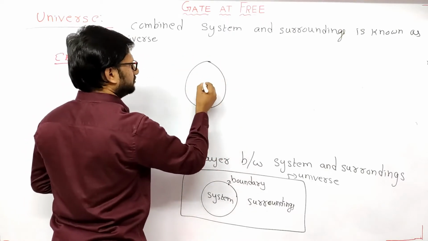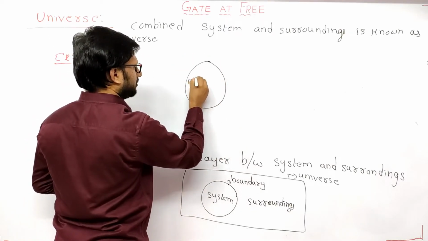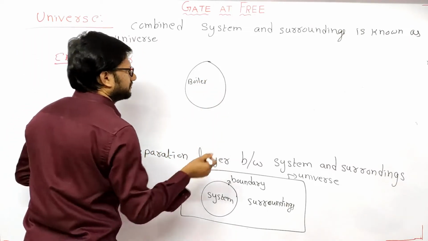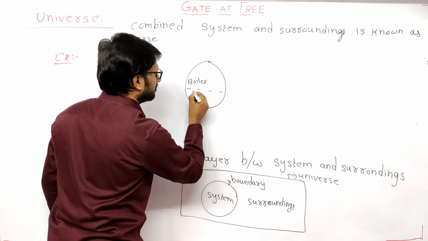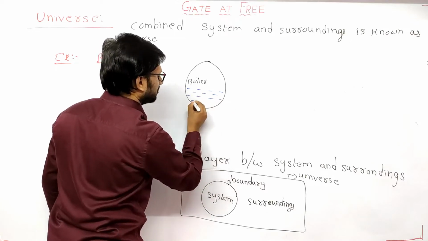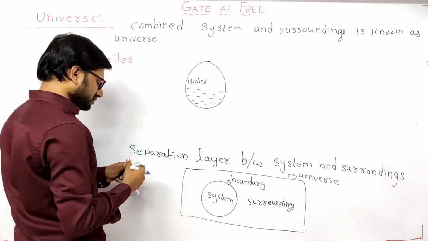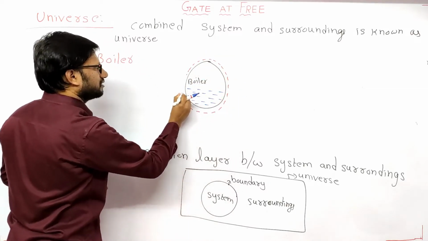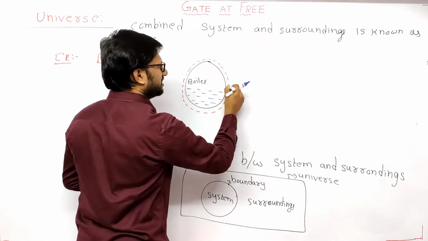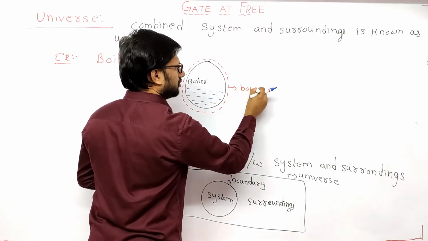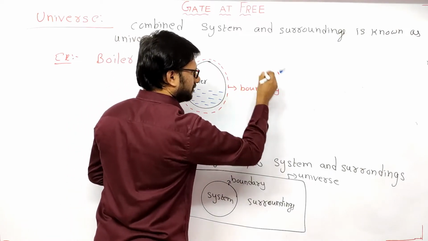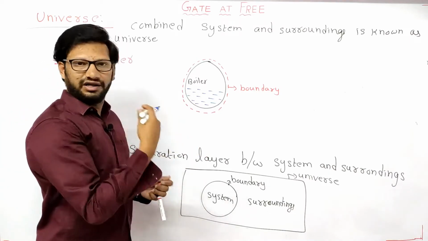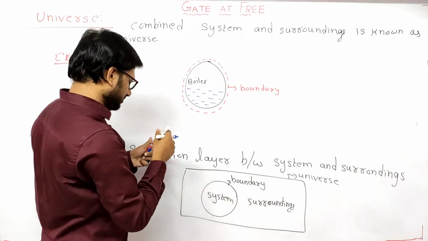This is a boiler. Now inside the boiler there is water. Now our system is the boiler. Now what is this layer? Boundary. Okay, the boundary may be fixed, real or imaginary. That we will discuss later.